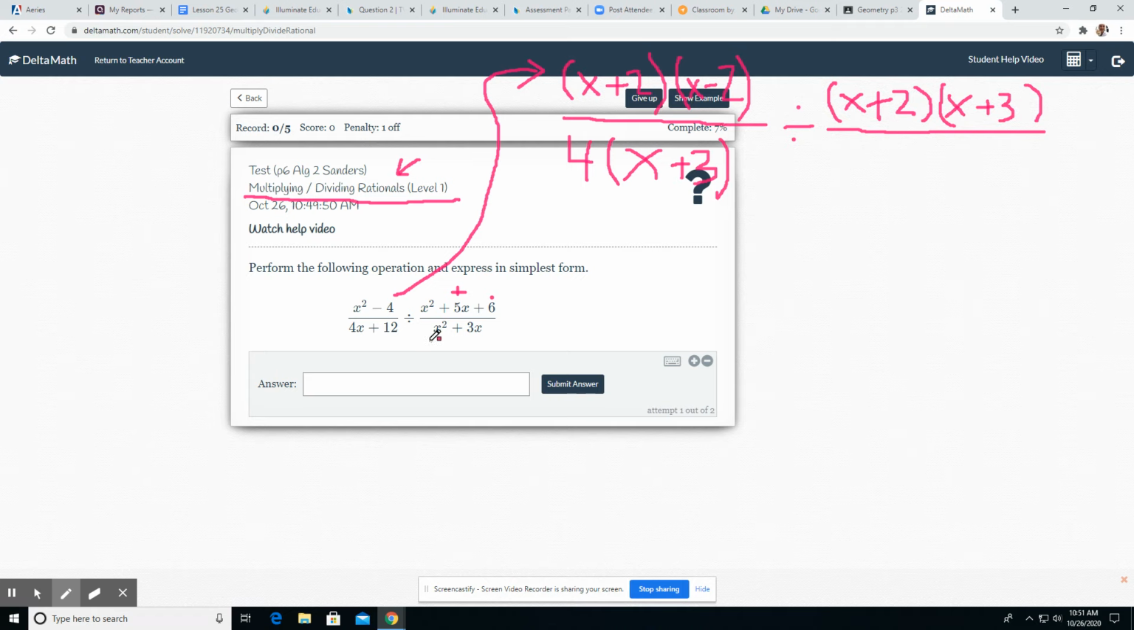The last one, what looks like a greatest common factor again. What do they have in common? They have an x in common. x times what is x squared? x times x. x times what is 3x? 3. Okay.